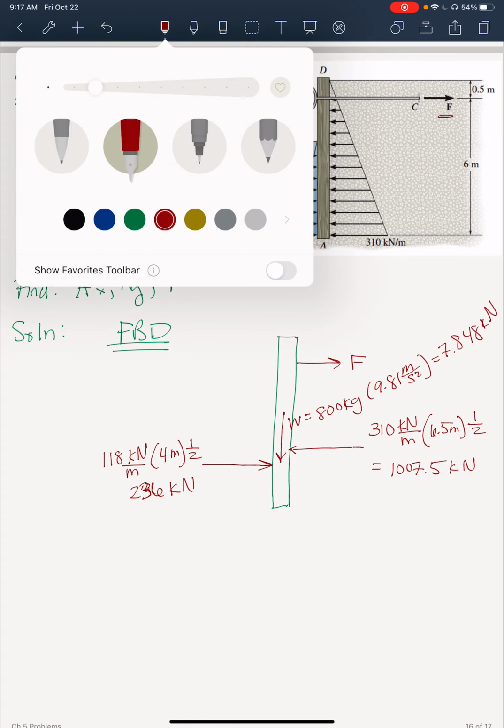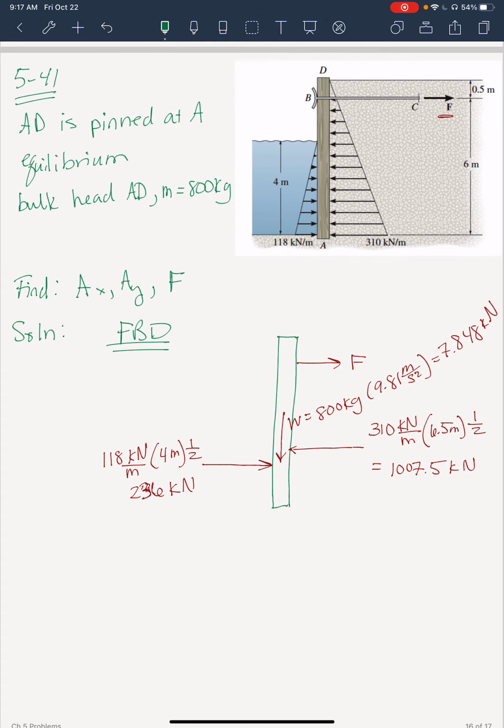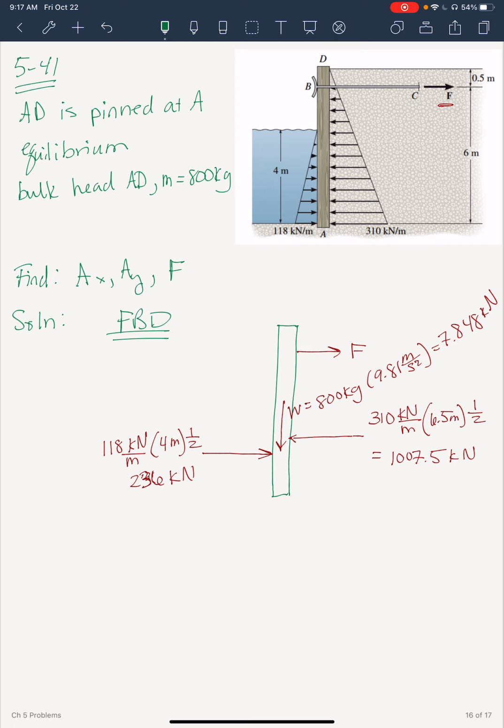Then we need to finish up our free body diagram, so I'm going to put in some of the dimensions. The triangle on the left side from the water was 4 meters, so this height here would be 4/3 meters, 1/3 from the heavy side. For the soil, it's 1/3 of that 6.5 meters, which comes out to 2.1666 continuing meters.